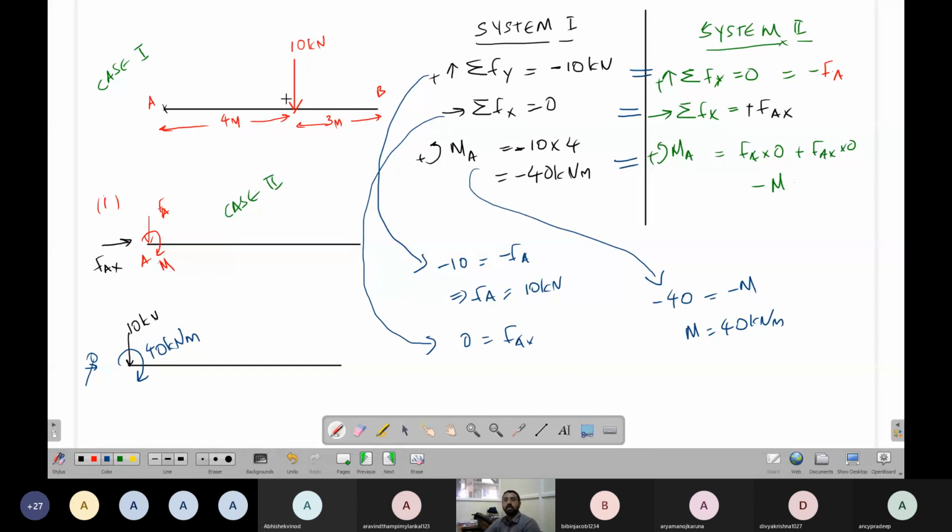Okay, so this is how you convert a force to another force. If the systems are equivalent, they behave the same.